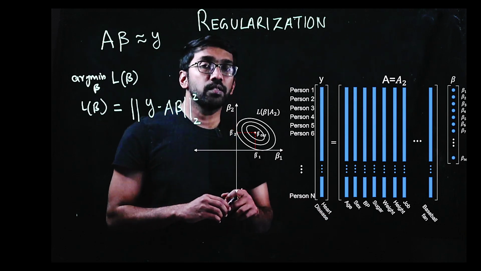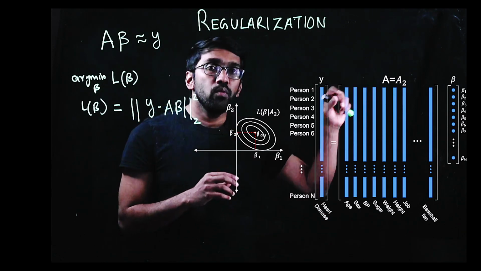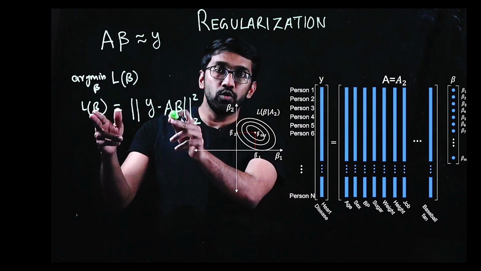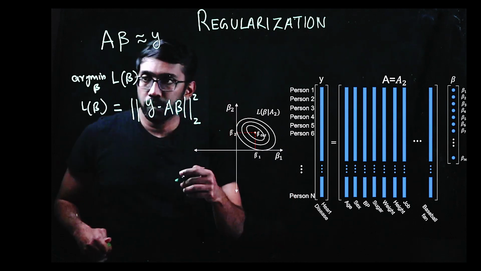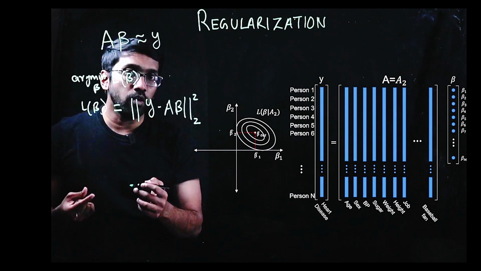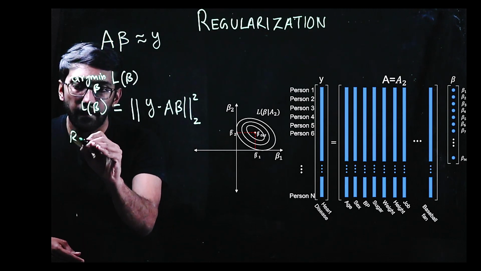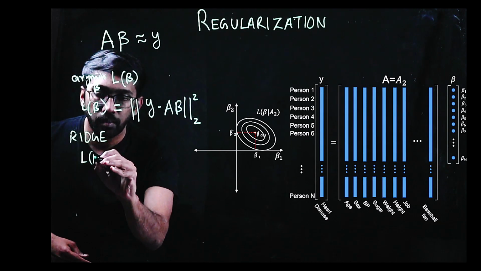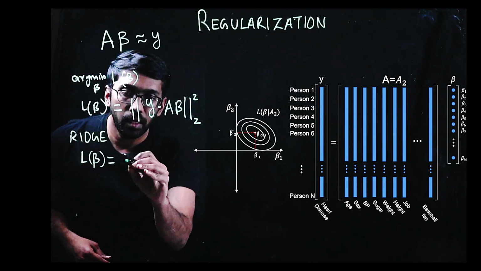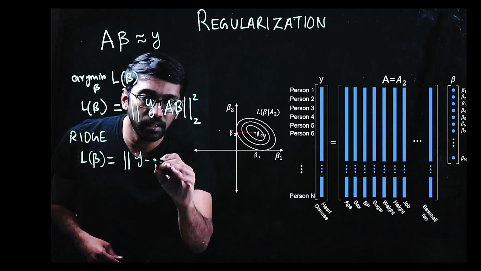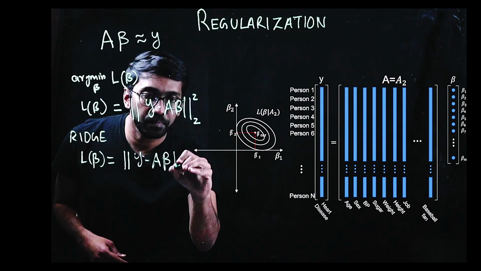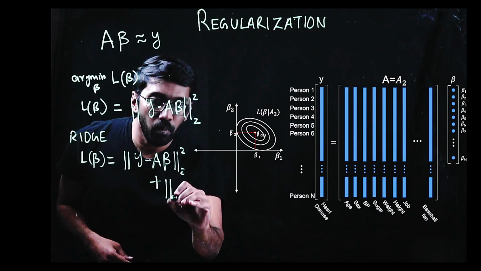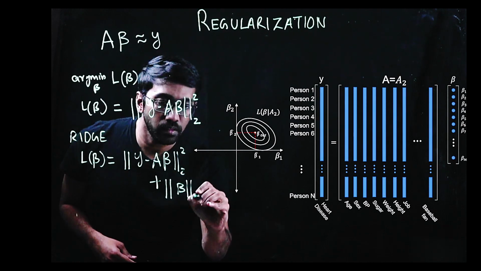Now, in the 1960s, Tikhonov found that there is a solution for this. We can reduce the variance associated with these optimal betas by including an additional term into this objective function. Let us write it down. So this method proposed by Tikhonov is called ridge regularization. And the objective function of ridge regularization will be like L beta is exactly the same thing plus an additional term, which is the norm of beta, and this is the second norm here.